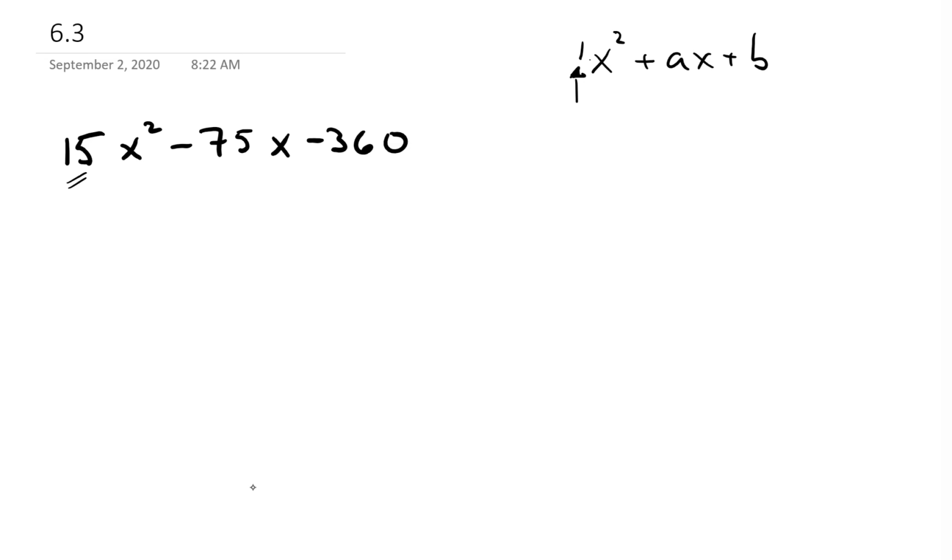But even if there is a technique for that, the first thing we should try to do is look at the terms, each term here, and see if they share something in common. Now, there's x squared in the first term, x in the second, and no x in the last term, so we can't take out an x. But if you look at the constants, 15, 75, 360, those are all multiples of 15. So actually I could take out 15 here.